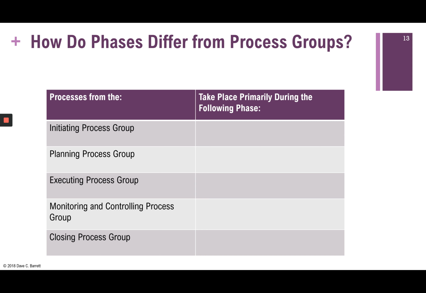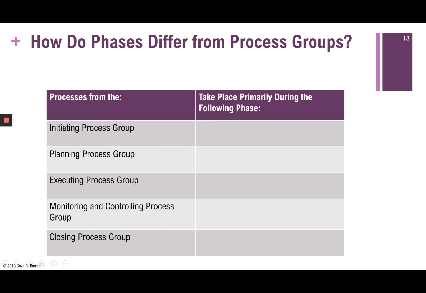executing, closing. Now, the relationship between them is, for example, the initiating process group. All of the processes that are initiating related take place primarily during the following phase. If we were filling this in, this would be the initiating phase. So it makes sense that most of the initiating processes take place in the initiating phase. Likewise, most of the planning processes take place in the planning phase. Most executing processes in the executing phase. I'm just going to skip over this one for a moment. And most closing processes take place in the closing phase.